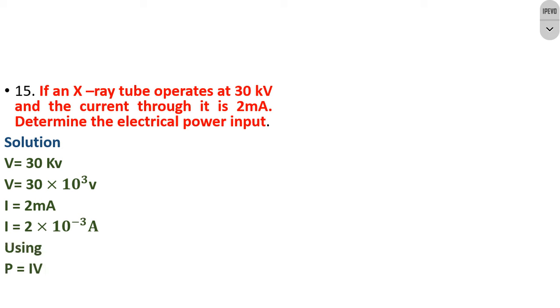So if we use the expression to find the power input, P equals IV, substitute the value of V, 30 times 10 to the power 3 volts, and the value of I, 2 times 10 to the power minus 3 ampere, into the expression below, you will get 60 watts.